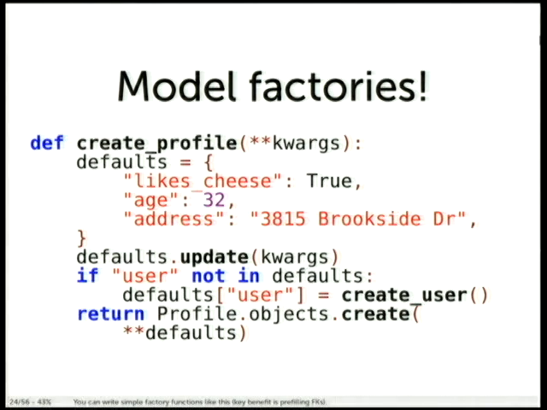It's an example of a user profile model, which depends on having a user model. So what we do here is we set up some defaults. You can pass in keyword arguments to override any of the defaults that you care about. So if you don't care about the age or the address for a particular test, you don't have to specify them even though they're required fields. The factory function just takes care of that for you. And if you don't care about any details of the user that the profile is tied to, you don't have to worry about that either. The factory function just creates a user for you and attaches it to the profile.